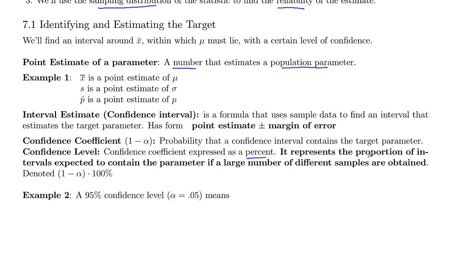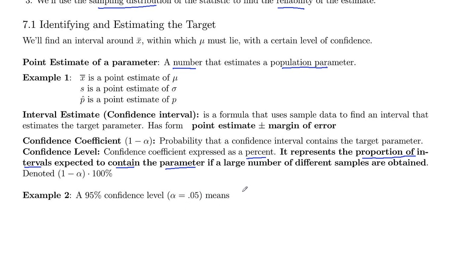And it represents the proportion here of intervals that are expected to contain that parameter, if we do a large number of samples and then generate intervals from them. So we denote that confidence level 1 minus alpha times 100%. So for example, a 95% confidence level, which corresponds to alpha is 0.05. We will see a little bit more with alpha later.